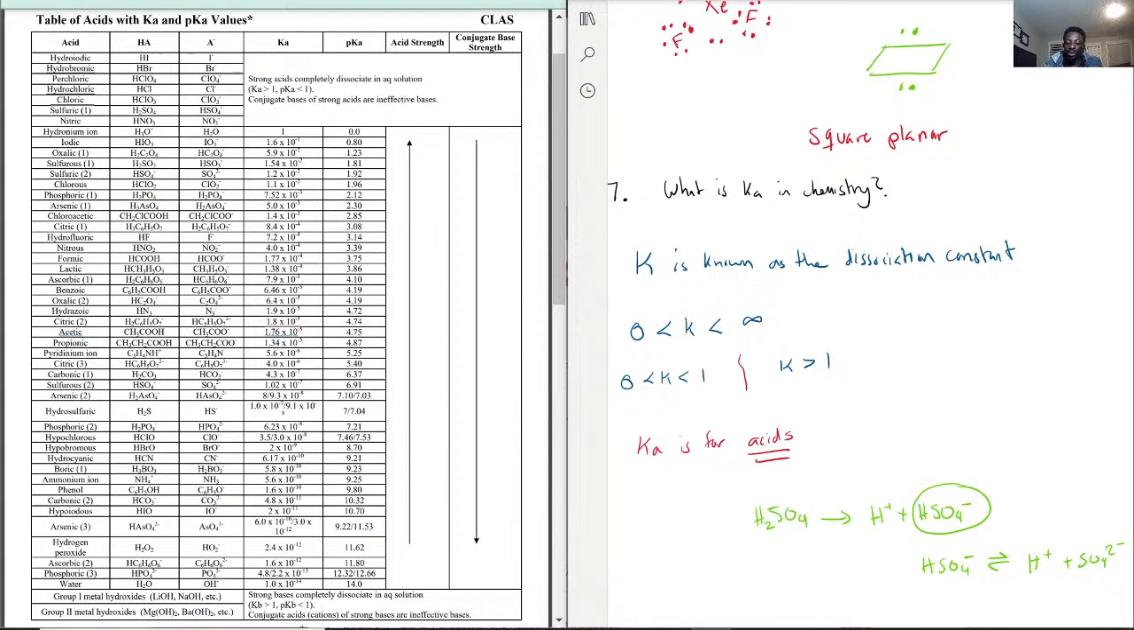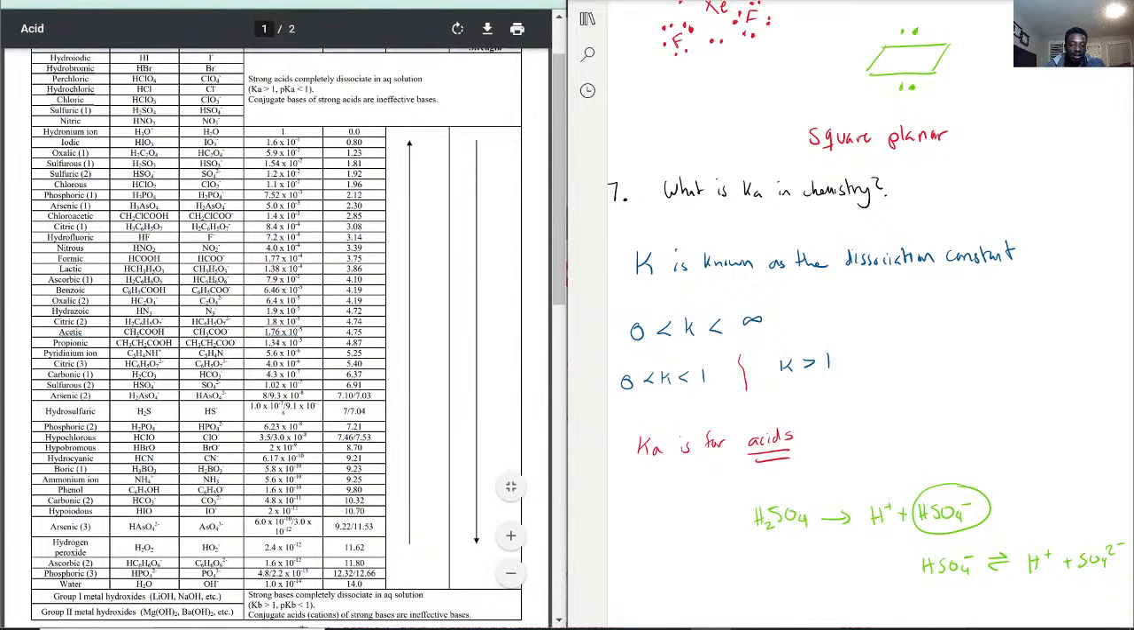So in summary, what is Ka in chemistry? K is a dissociation constant. Ka is the dissociation constant for acids, and specifically it can tell you whether it's a strong or a weak acid. If you see a Ka value less than 1, so 1 times 10 to the negative anything, that is going to be a weak acid. If you see it greater than 1, that is a strong acid.